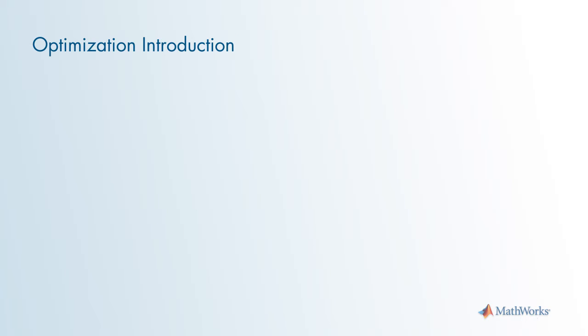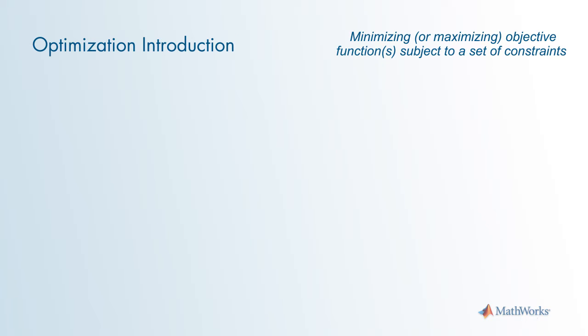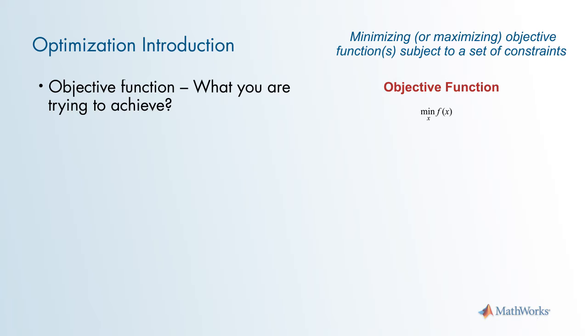So what is optimization? Optimization is minimizing or maximizing objective functions subject to a set of constraints. The objective function is what you're trying to achieve, and it can be linear or nonlinear. For example, you can try to minimize a measured signal in your Simulink model.